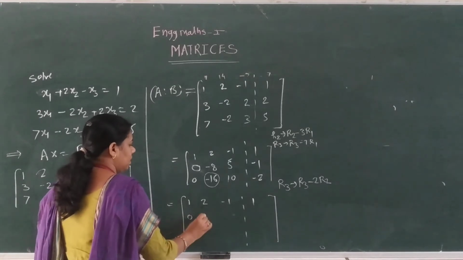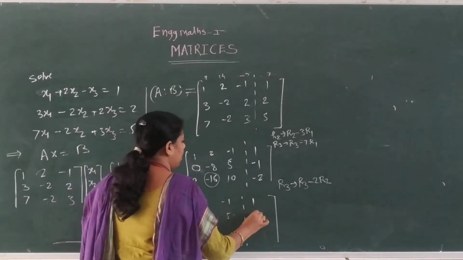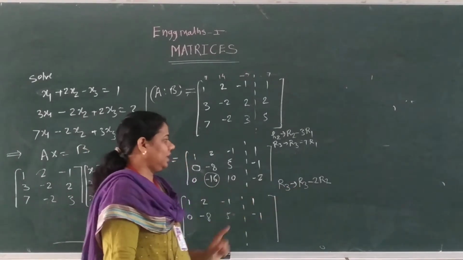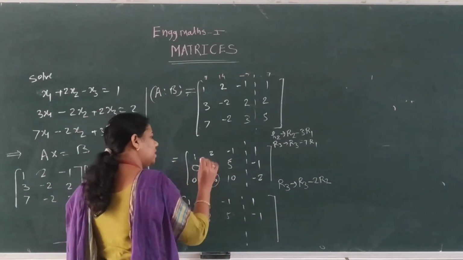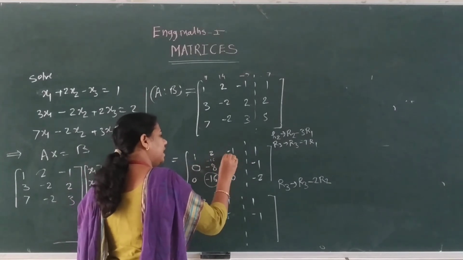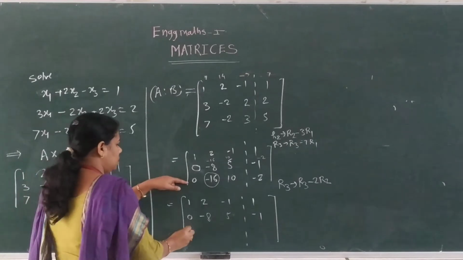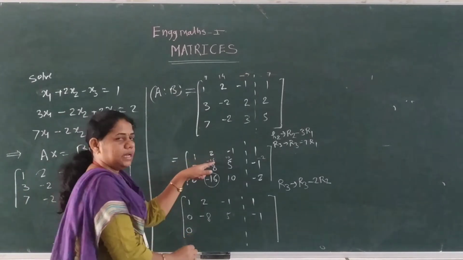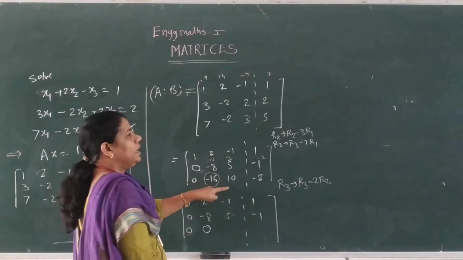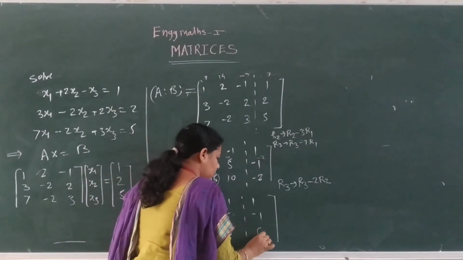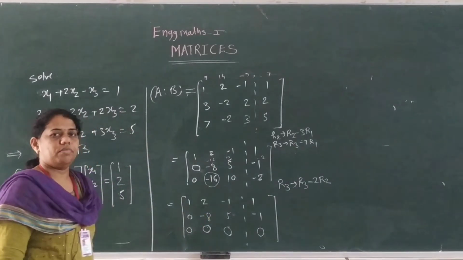0, minus 8, 5, minus 1, right now as it is. And changes in only the third row, R3 minus 2 R2. Multiply the second row by 2: 2, minus 16, 10, and here minus 2. Subtracting these two rows: 0, minus 16 plus 16 is 0, 10 minus 10 is 0, minus 2 plus 2 is 0. We get the echelon form of the matrix.